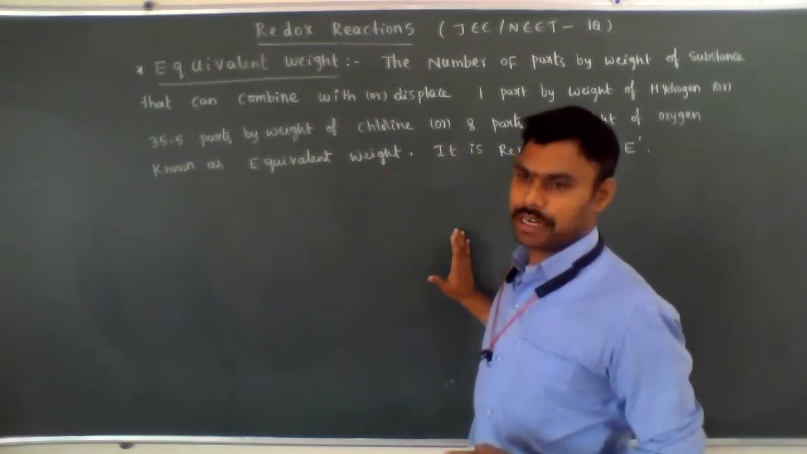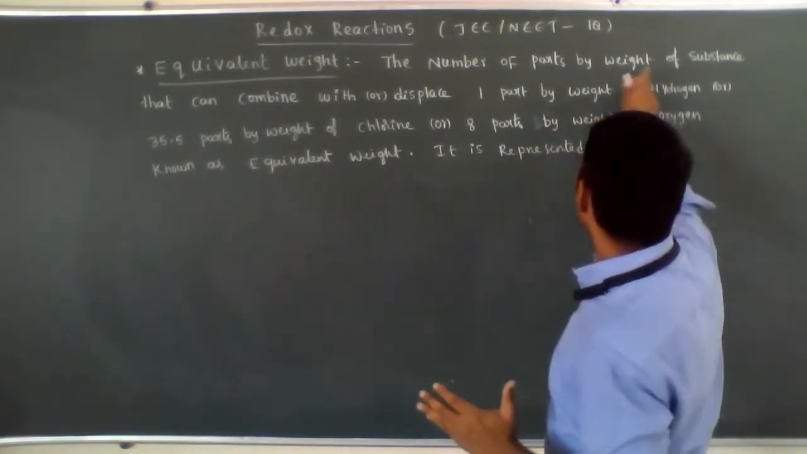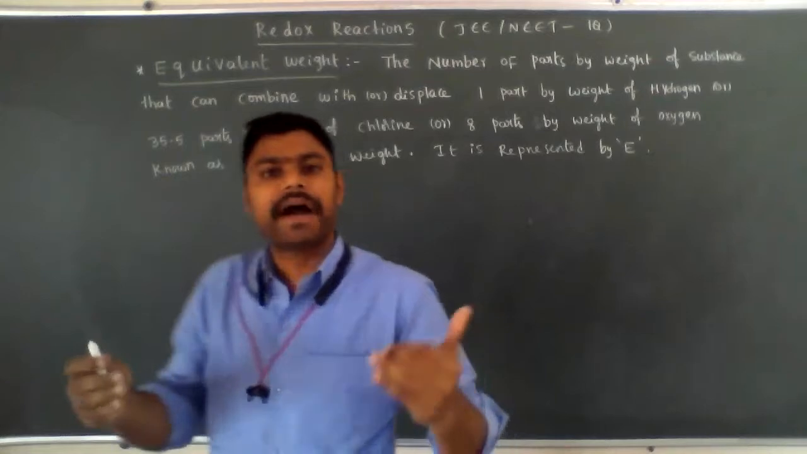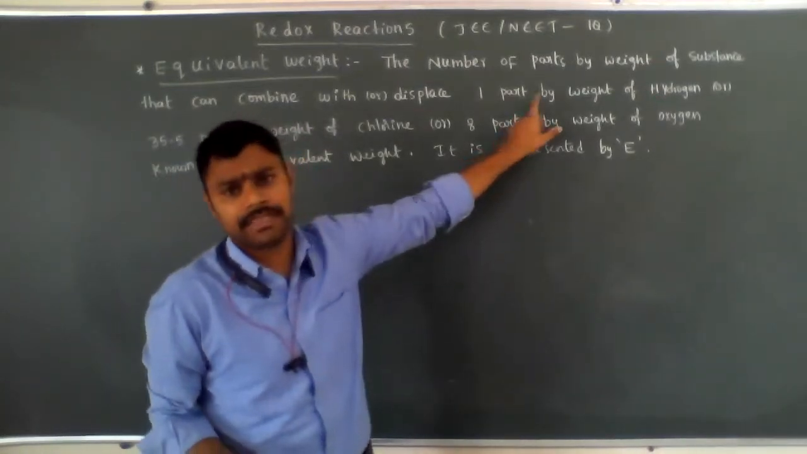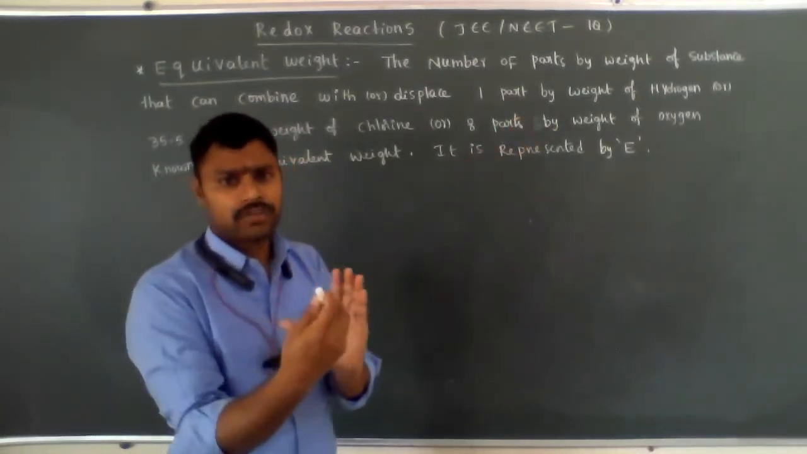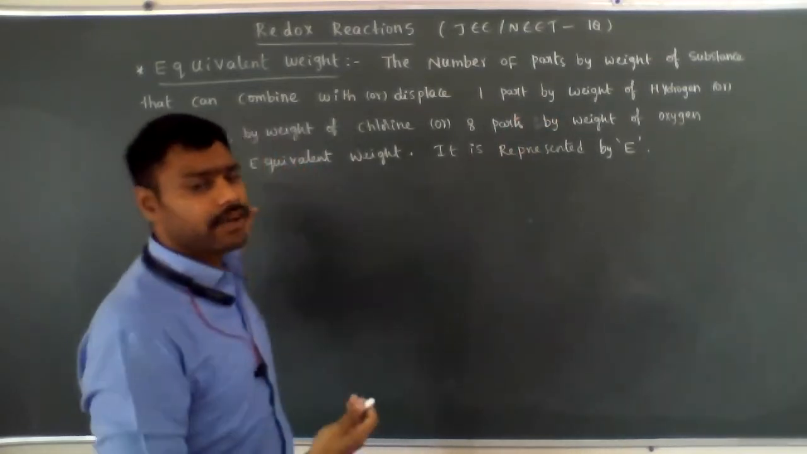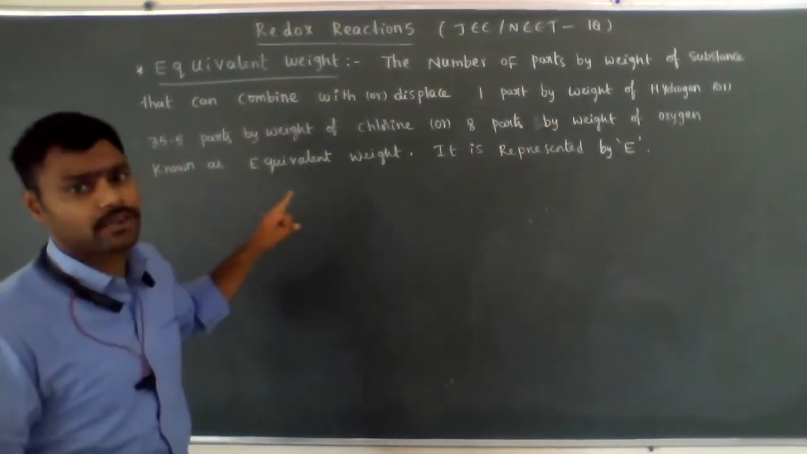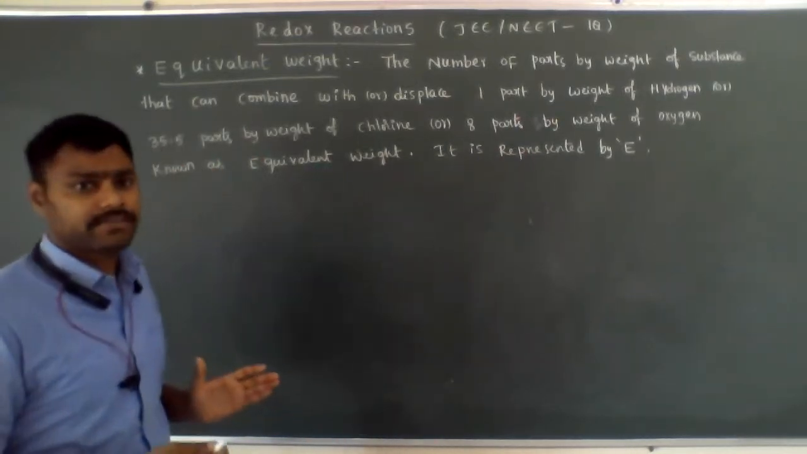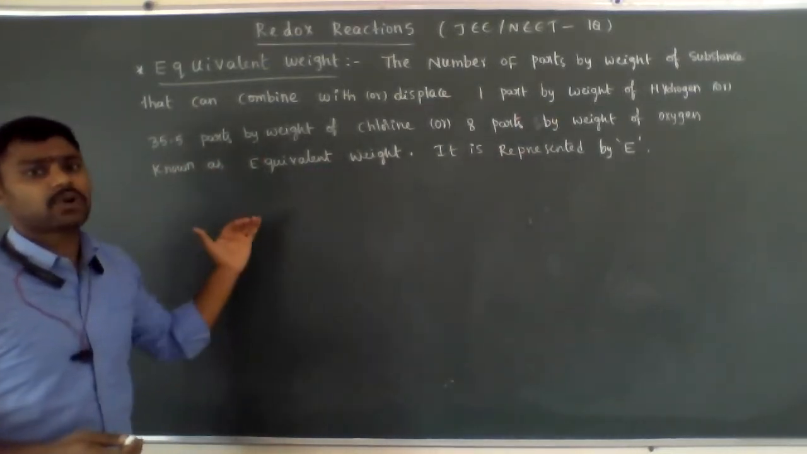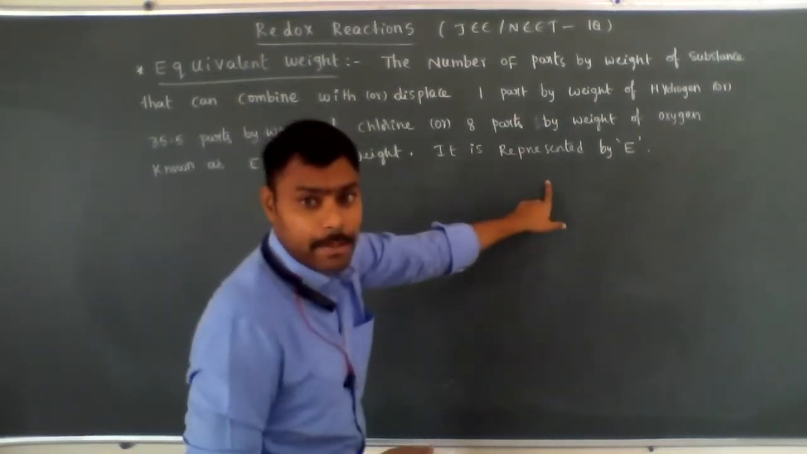Equivalent weight means the number of parts by weight of a substance that can combine with or displace one part by weight of hydrogen. It is a relative comparison. So we are comparing with one part by weight of hydrogen, or 35.5 parts by weight of chlorine, or 8 parts by weight of oxygen, which is known as equivalent weight. It is represented by capital E.